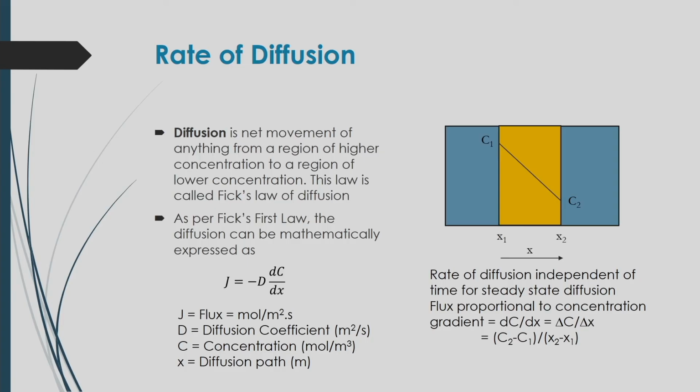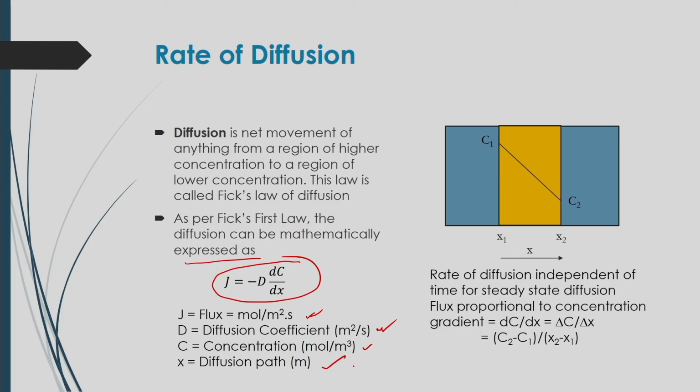As per Fick's law of diffusion, the diffusion can be mathematically expressed as J equal to minus D into dCA by dx, where J is called flux, that is how many molecules will be transferred per unit time per unit cross sectional area. Here D is called diffusion coefficient, C is called concentration and x is called diffusion path.